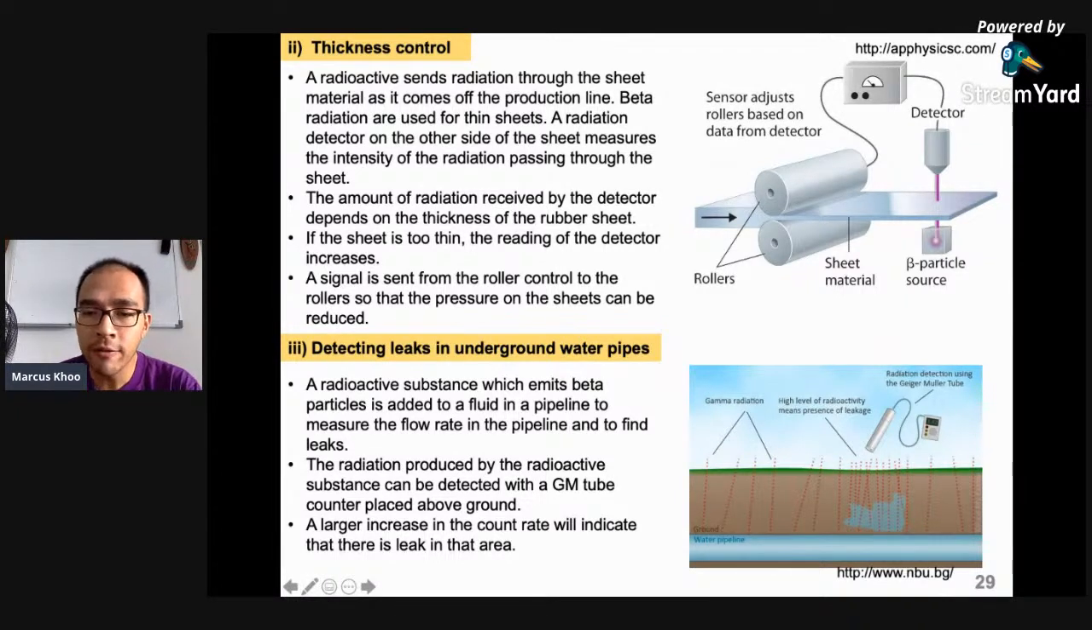Now I have noticed that this slide tells us beta particles. But I think there is also a possibility that a radioactive substance which emits gamma is more suitable, since our pipes are mostly made of very thick material, thick metal, which maybe a beta particle cannot pass through. So I would say that this diagram is a little bit more accurate than this one.